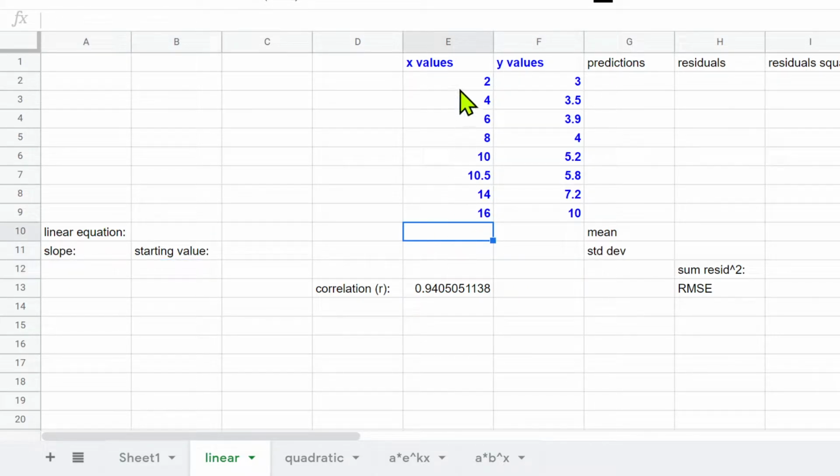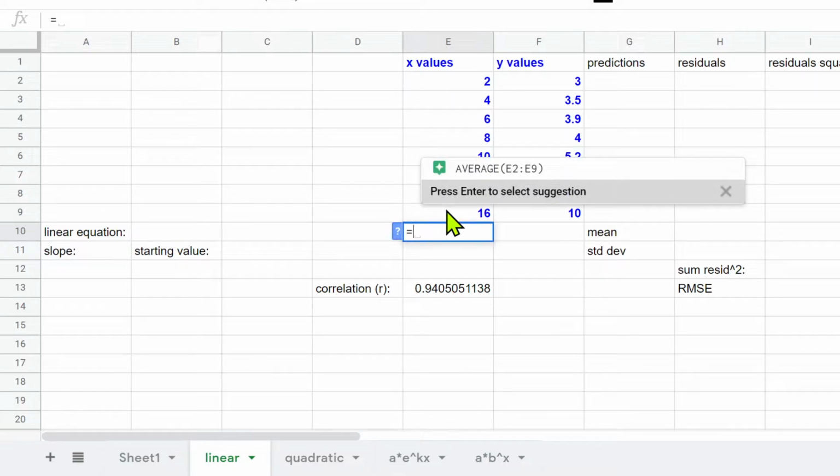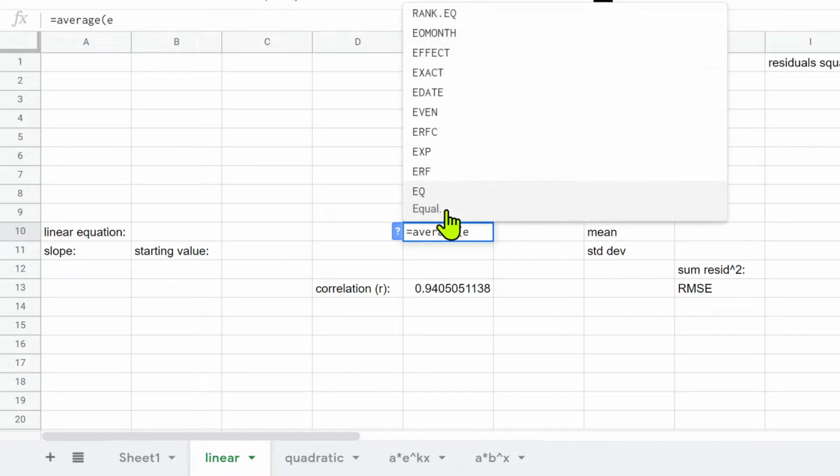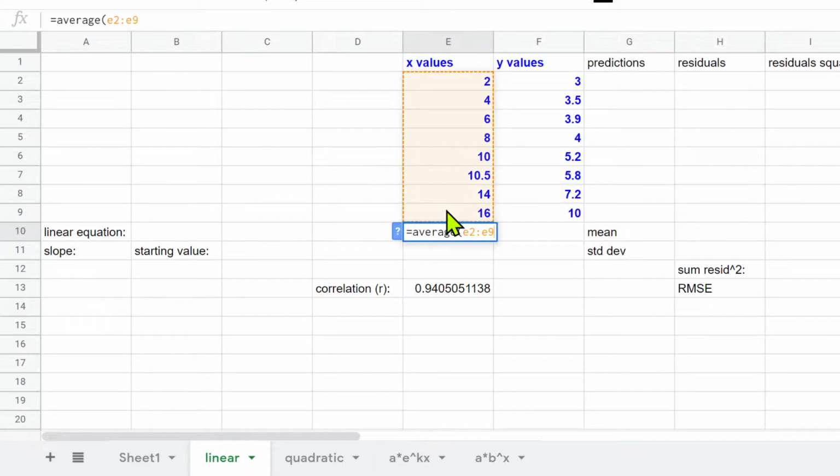Well, Google Sheets can easily calculate the mean of these x values. This command is average, and it's funny how it knows what we already want to do. So you type average, and then you select E2 colon E9, because that's what we want to find the mean of. And the colon is in the center. E2 colon E9. There's the mean. And if I copy that and paste it right here, that's the mean of the y values, average F2 to F9.